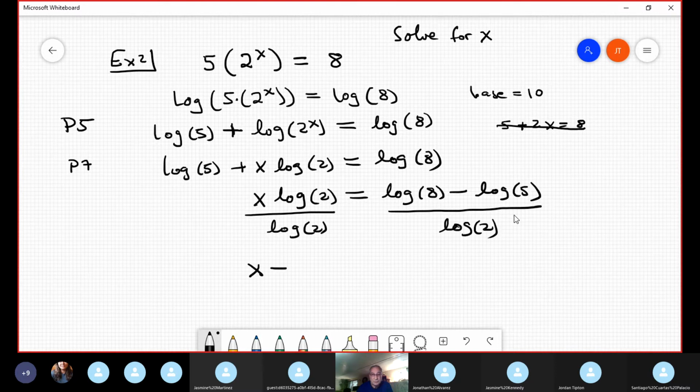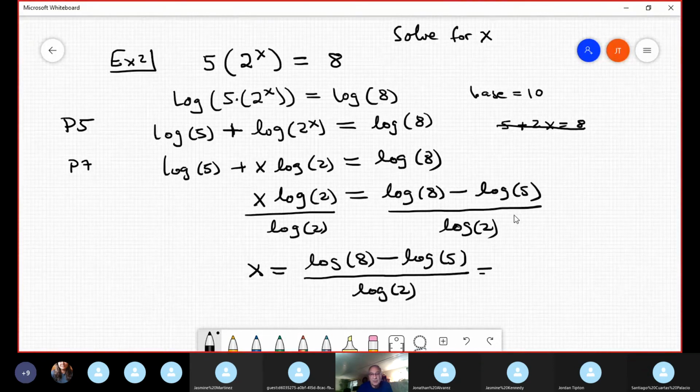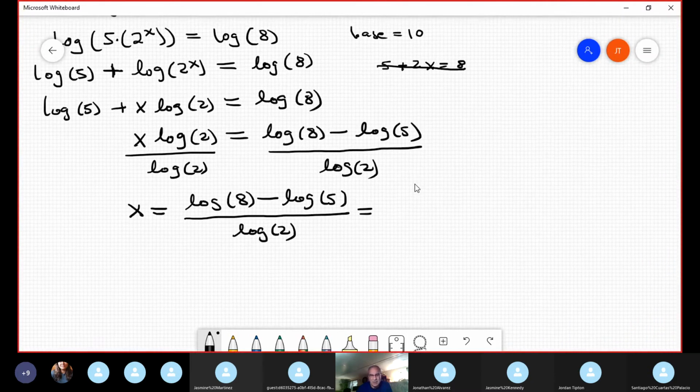So x alone is equal to LOG of A. Don't use the calculator now, because I need one more step to be ready to put it in the calculator. Okay. Personally, you can put it in the calculator like that if you want. But no, I don't like that.